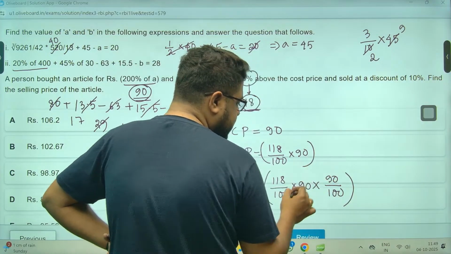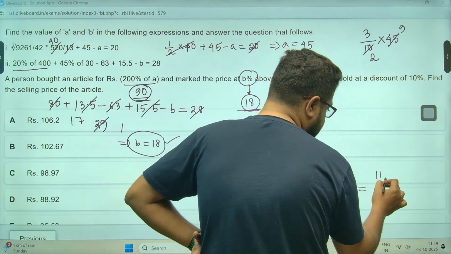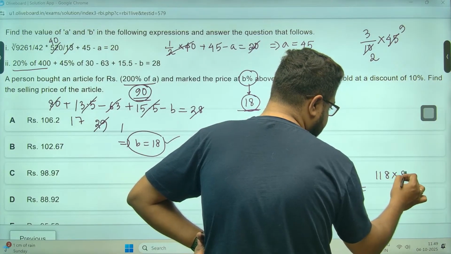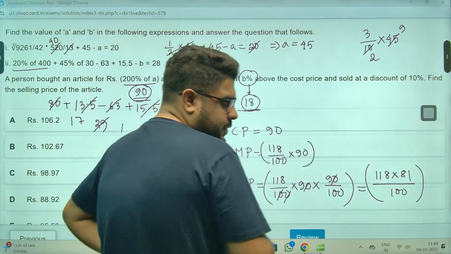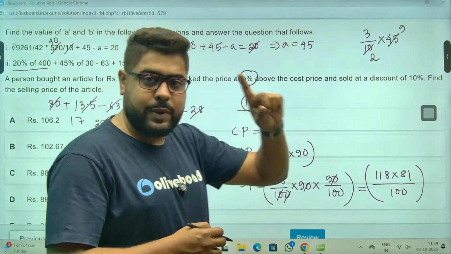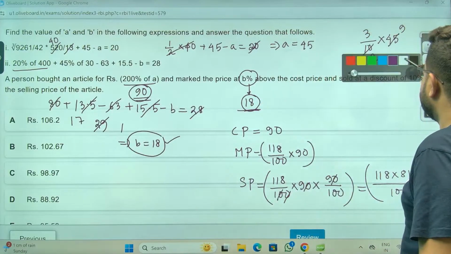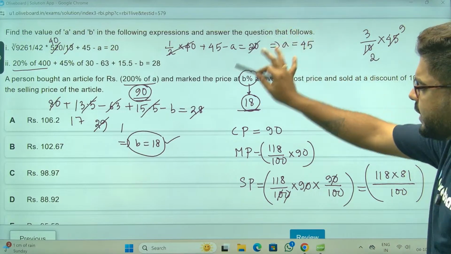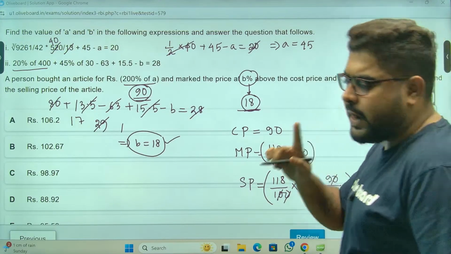So SP will be, sir, this same thing, 118 by 100 into 90 into, sir, 10% discount means again 90, 90 over 100. Now you can cancel a little bit. So this is 118 into 81 by 100. This is your answer. Now please understand how to solve from here. Sir, not every time you need to solve everything. Look at the unit digit.